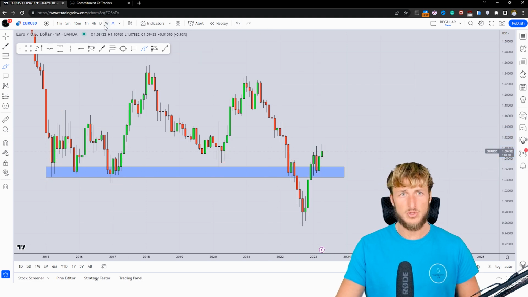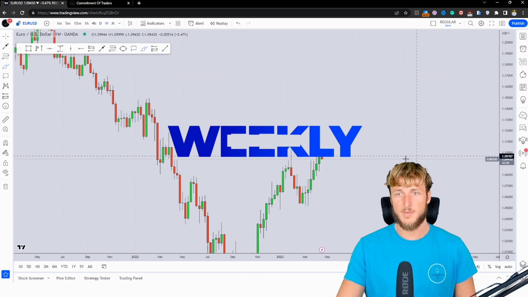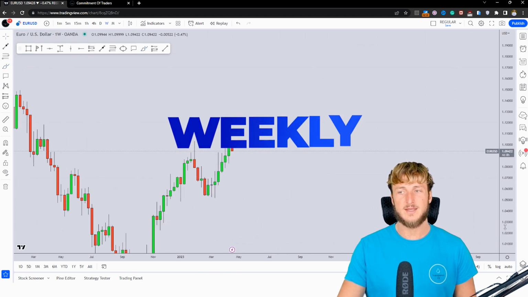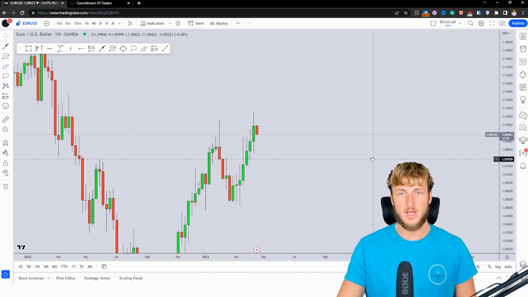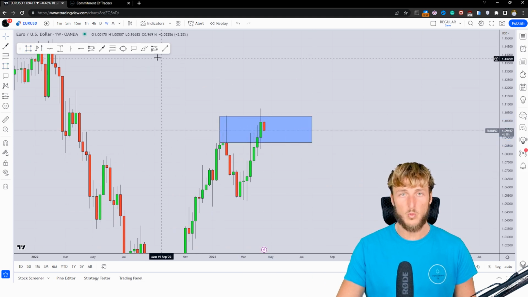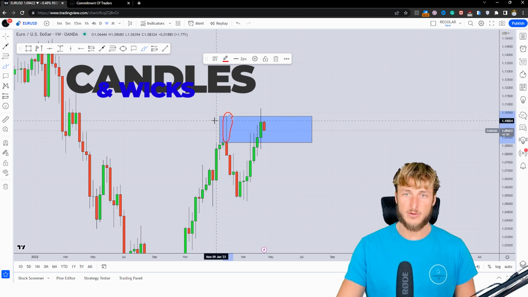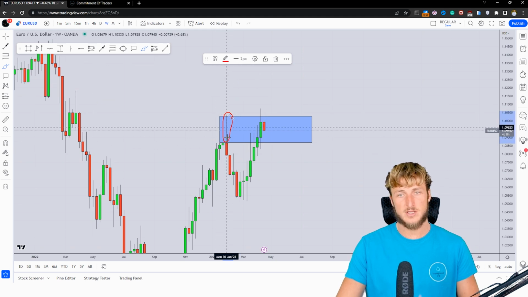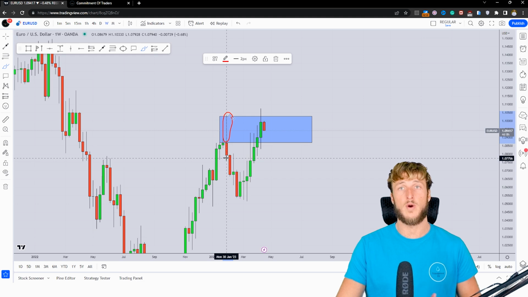Now, if we look closer and go down on the weekly time frame, what we can see is that the market does seem quite overextended to the upside at the moment. In fact, looking left, we can see how we had a massive wick get created all across this area. The market here tested its zone and rejected it to the downside quite aggressively.